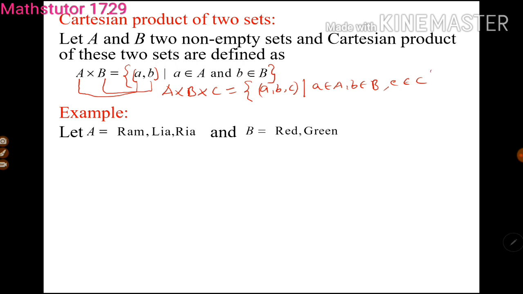The elements in the Cartesian product of two sets are said to be ordered pairs. (a, b) is called an ordered pair. The elements in the Cartesian product of three sets are said to be ordered triplets. (a, b, c) is called an ordered triplet.